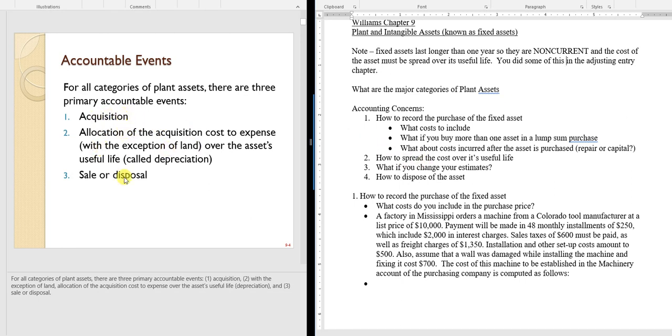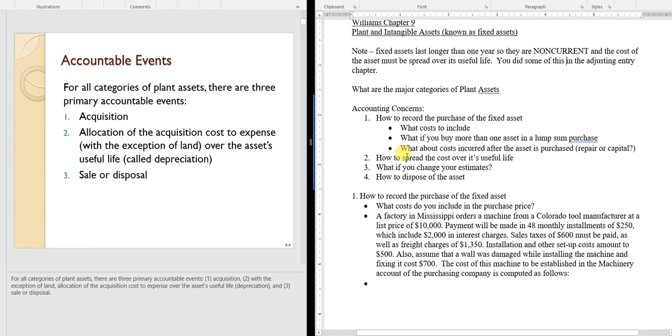We buy it, we use it, we get rid of it. So we have to figure out what are the accounting implications of buying it, using it, and getting rid of it. I've kind of spread them out over here. Buying it: how to record the purchase of a fixed asset. What are some questions? What costs do we include? What if I buy more than one asset in a lump sum purchase, and so I don't know their individual costs?